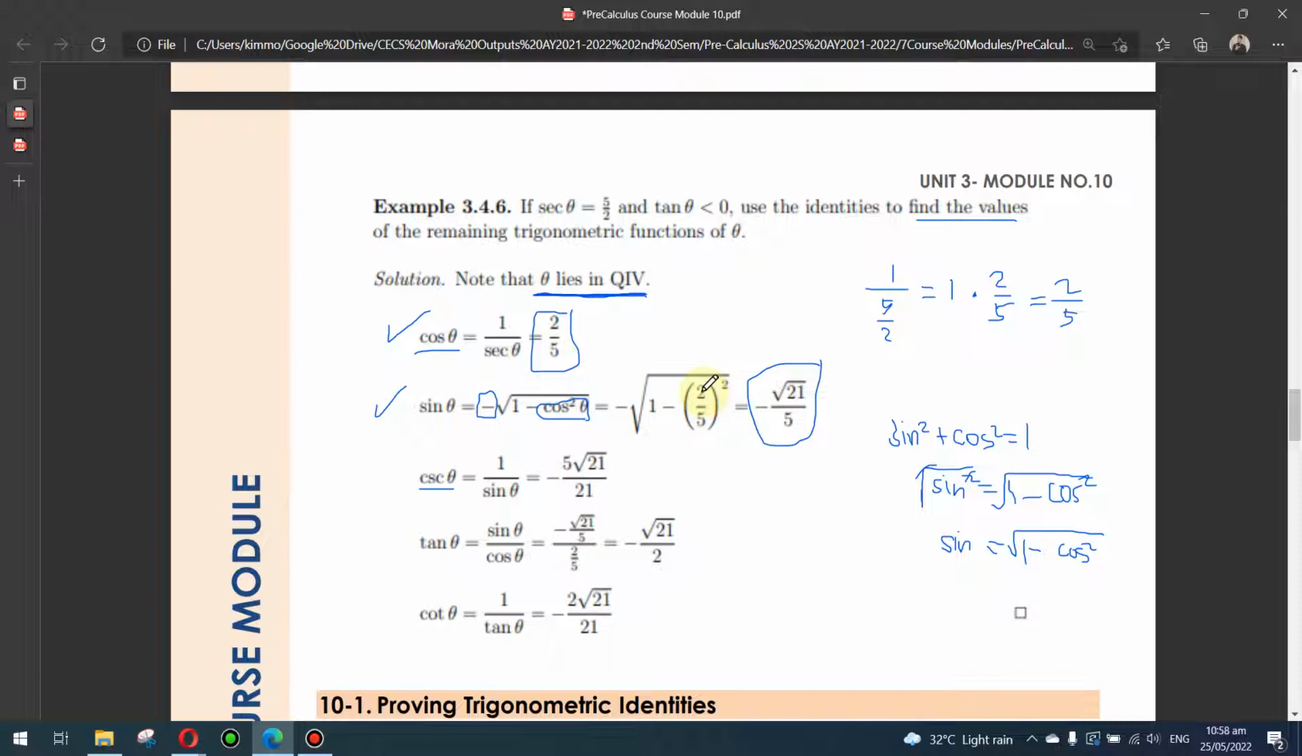It should be 4 over 25, because you square both the numerator and the denominator. 2 squared is 4, 5 squared is 25. So 4 over 25. Then 1 minus 4 over 25 is 21 over 25. The square root of 21 over 25 is square root of 21 over 5. Then it is negative, so the answer is negative.